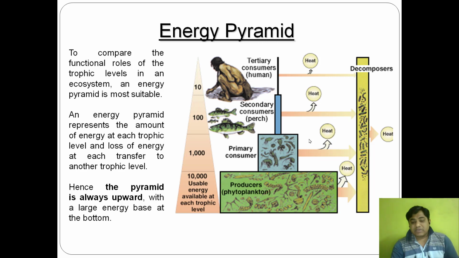You can see in the figure the phytoplankton or the producers, their width is more. The primary consumers, their width is much less than the producer. Again the secondary consumers, their width is also less than the primary consumers, and the tertiary consumers, their width is very less, and whatever energy they gain is also less as compared to the producer.